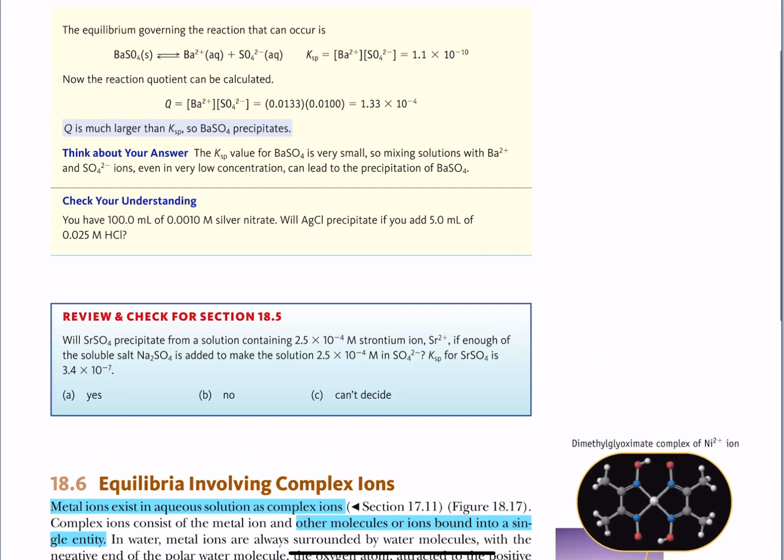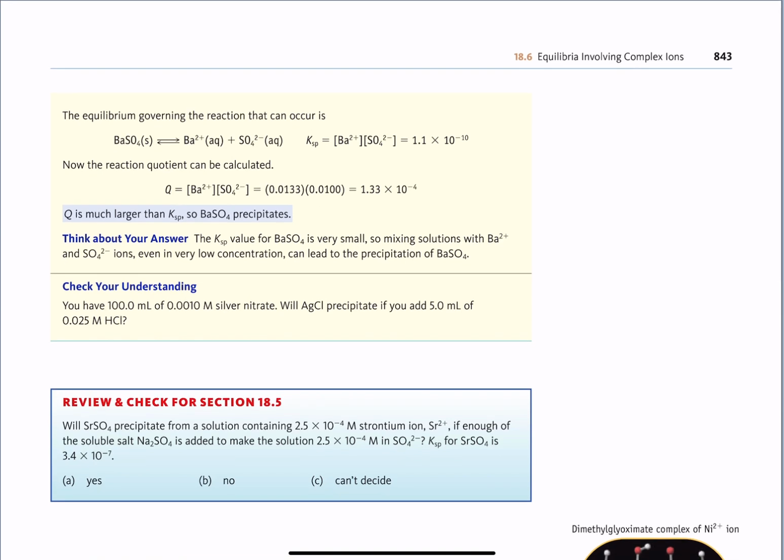Once you calculate the new molarity, then you can plug these values into your equilibrium expression and compare the value of Q to K. This was actually very close to a problem that you had on a test in first year chemistry.